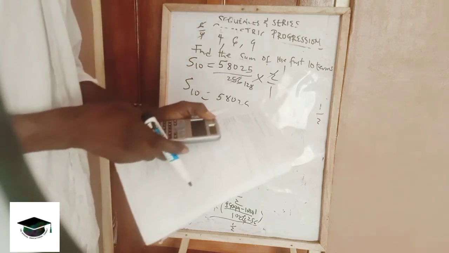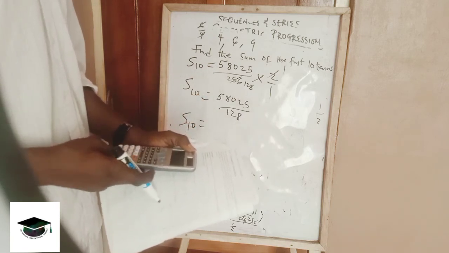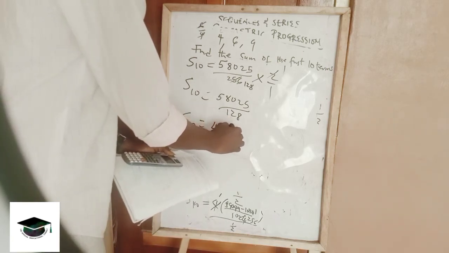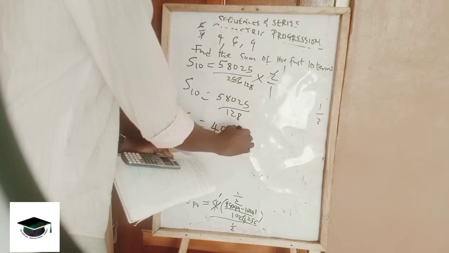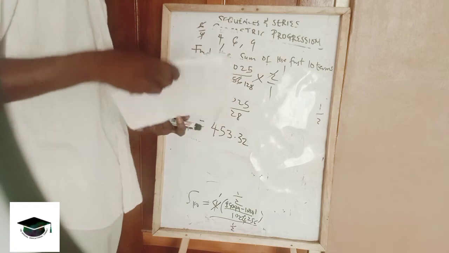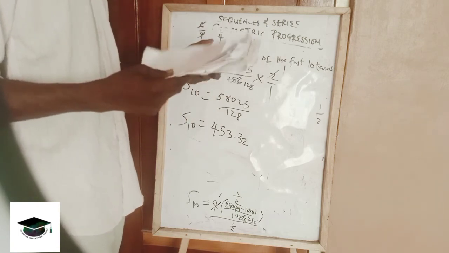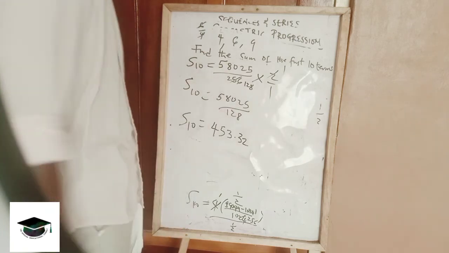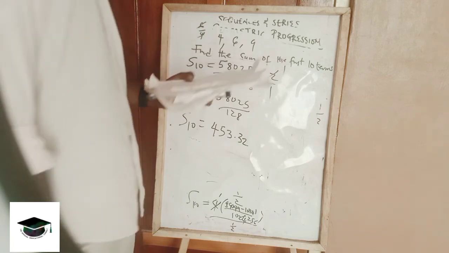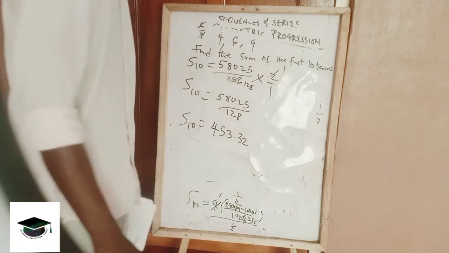So that's going to be 58025 divided by 128, and the answer is 453.32. That's the sum of the 10 terms of this sequence we're having here. That's 453.32, that's the final answer. Do you get that now? So it's as simple as that. And in case you are asked to find the sum to infinity, that one is simple. It's a over 1 minus r. Do you get it now?